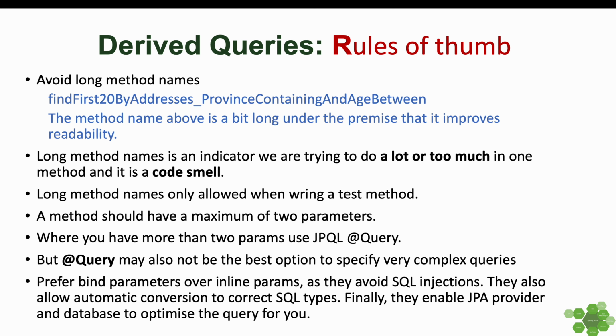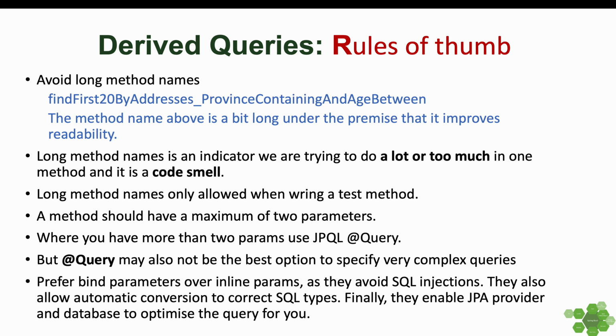Long method names are only allowed when you are writing a test. There is no limit. You can write as long a method name as you want. But in here, let's try to make method names short.